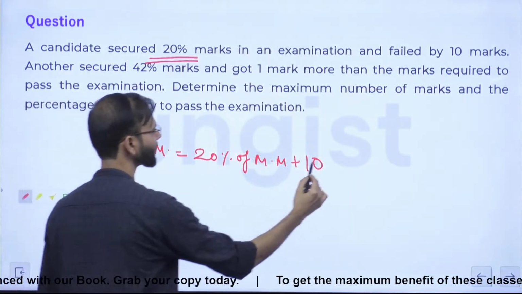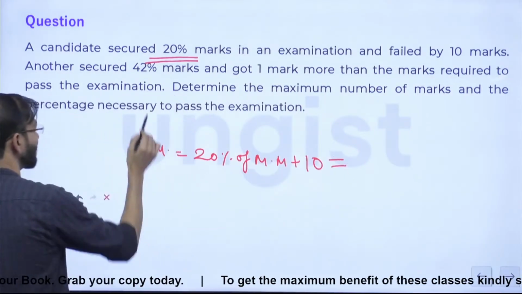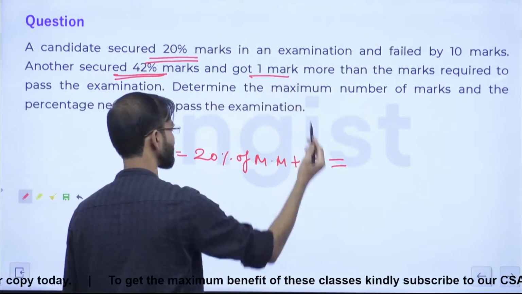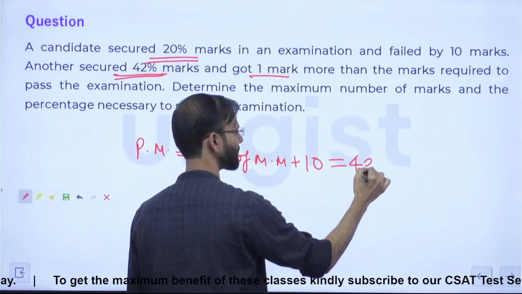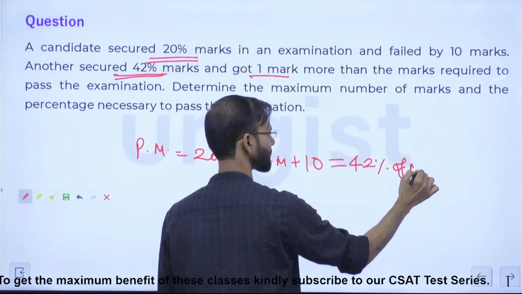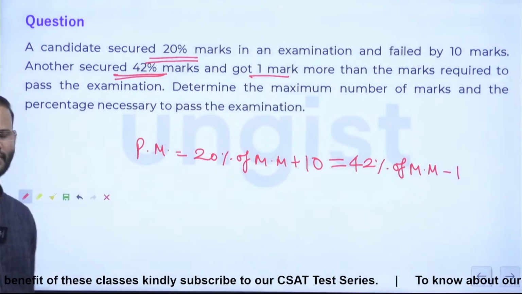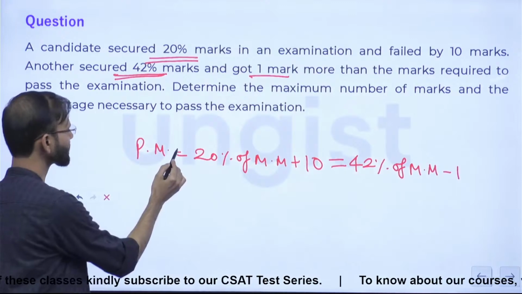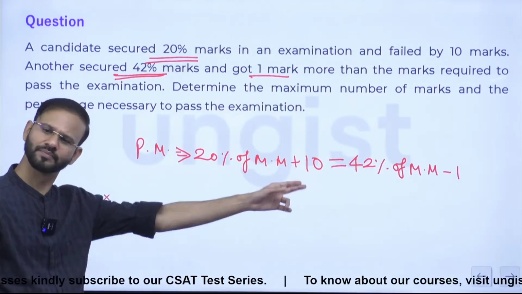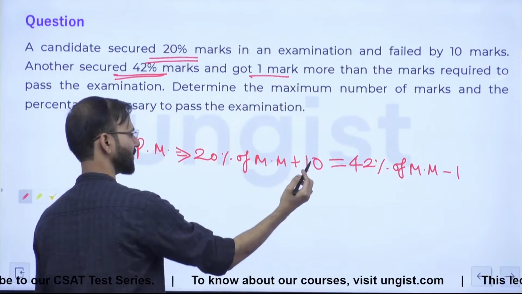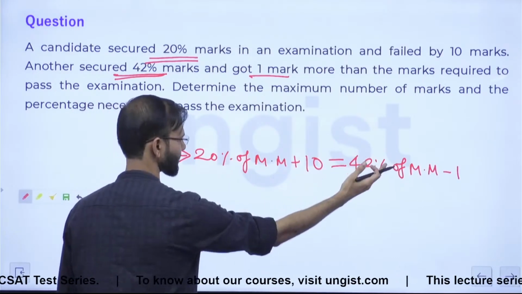And with the second condition, 42% of the maximum marks is one more than the passing marks. So passing marks is equal to 42% of the maximum marks minus 1. Everybody, yes or no? Since both of them are the passing marks, you can equate them, right? Now guys, take this here and this here, right?